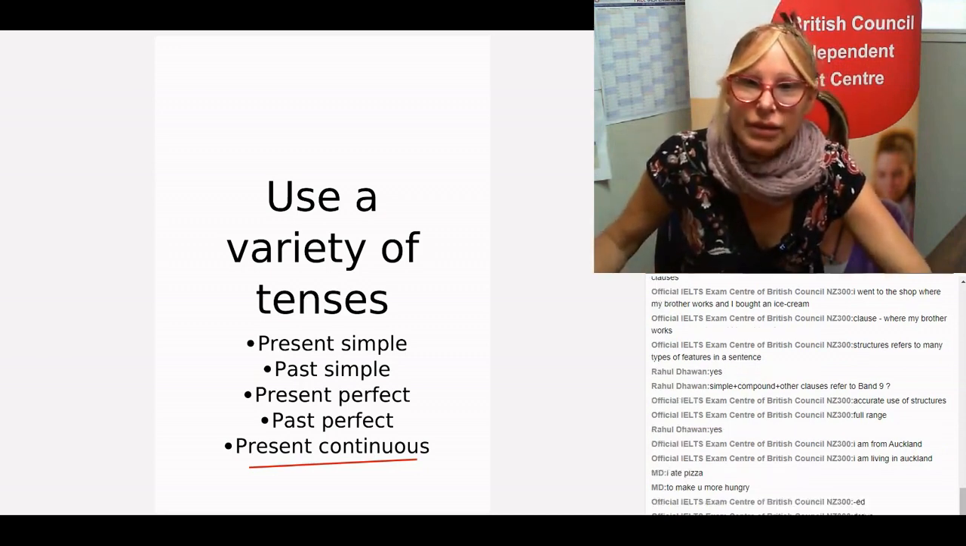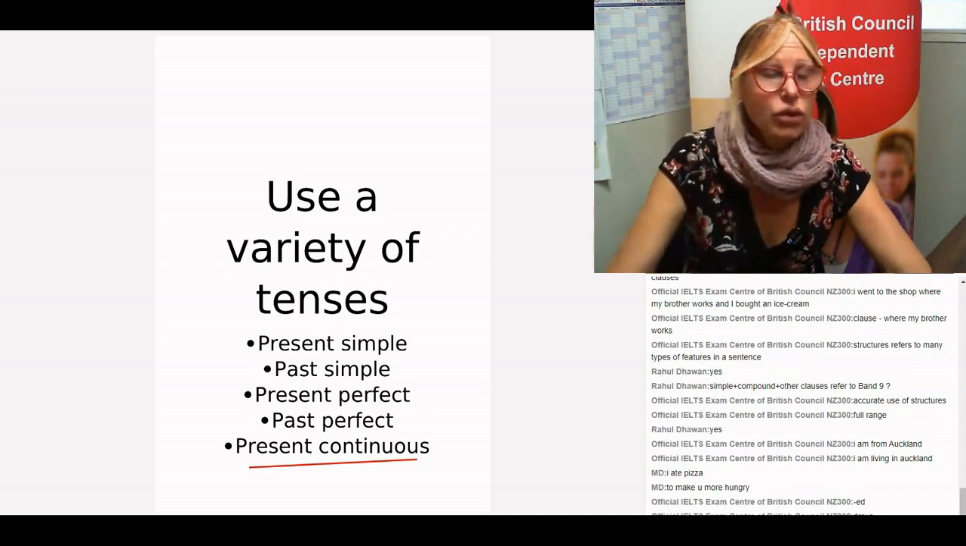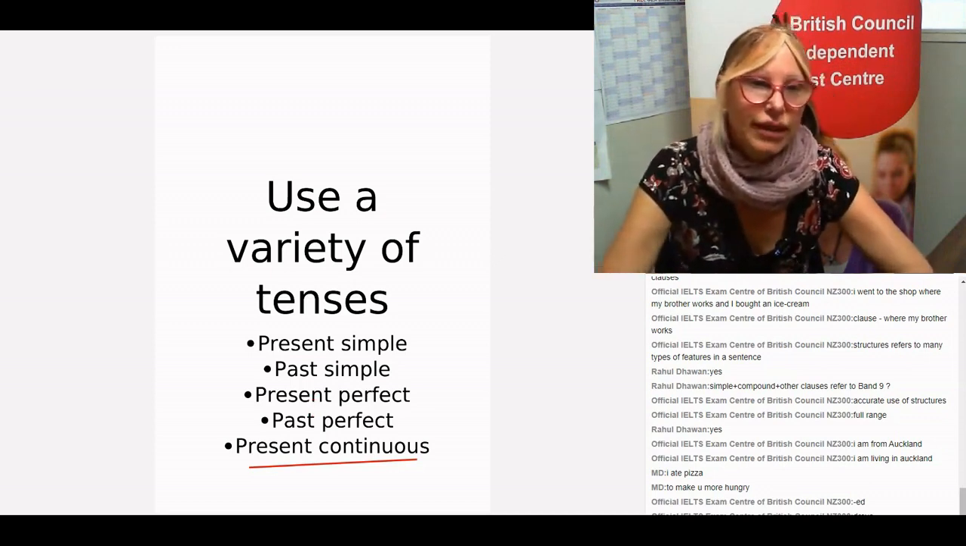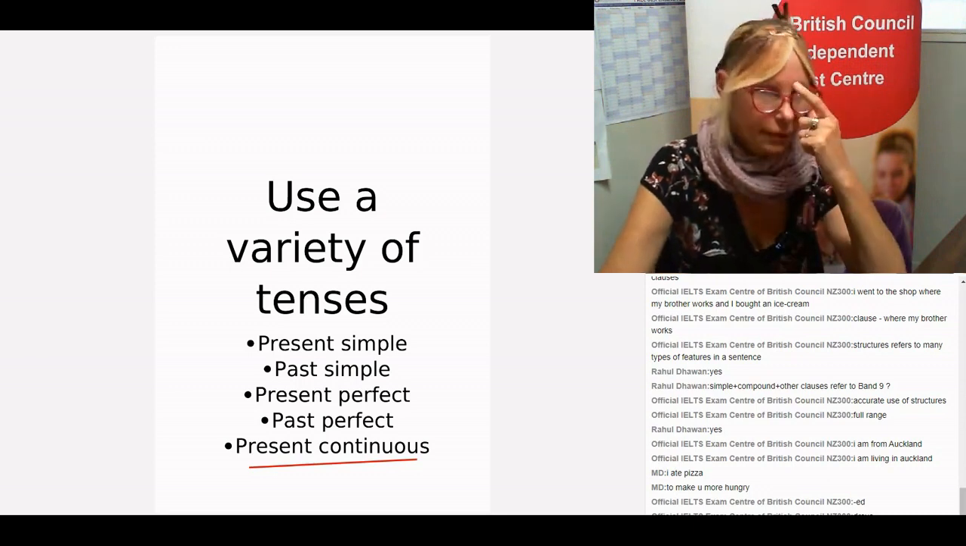Okay, how about present perfect tense? Probably the hardest one of all of the tenses in English. Present perfect. Can you give me a quick example? Not sure?